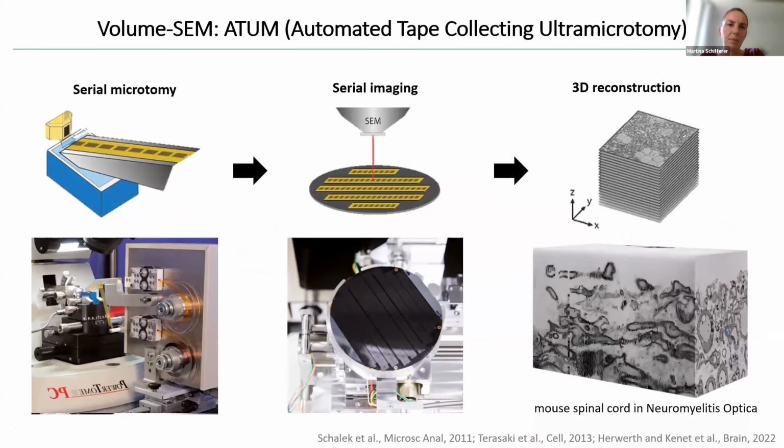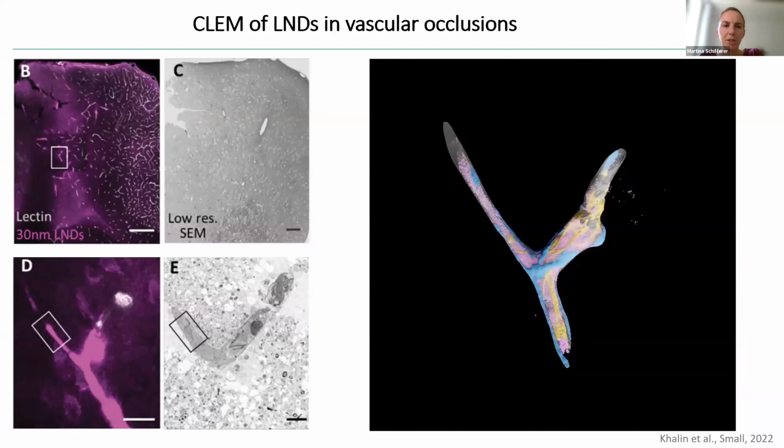And the technique that we apply here is automated tape collecting ultramicrotomy, where we have a tape collector attached to the ultramicrotome, and then the sections are collected onto the tape and imaged sequentially with a scanning electron microscope, and then we reconstruct the volume that was imaged by the SEM imaging. And then we can correlate the region that we previously identified by confocal imaging.